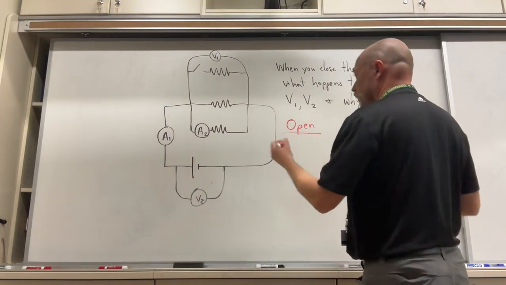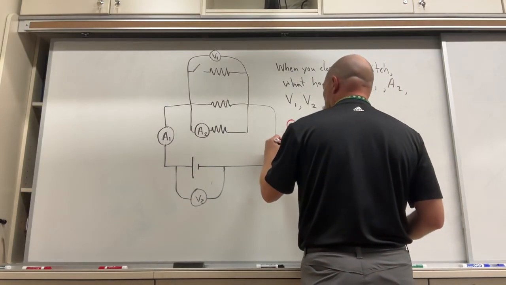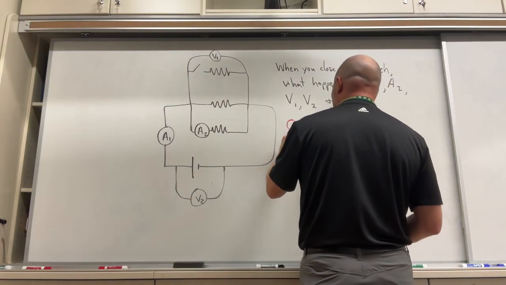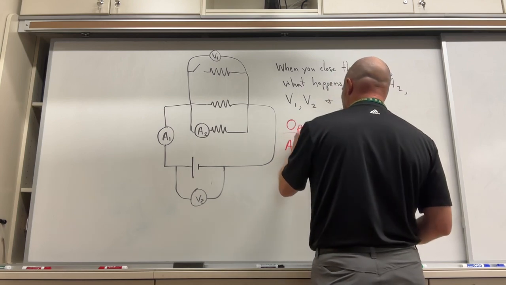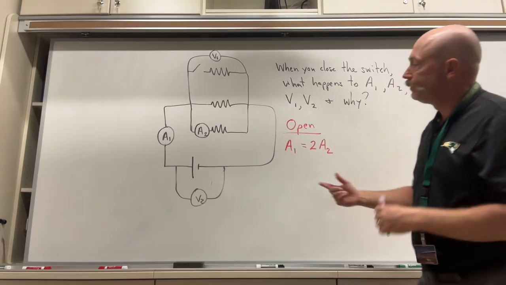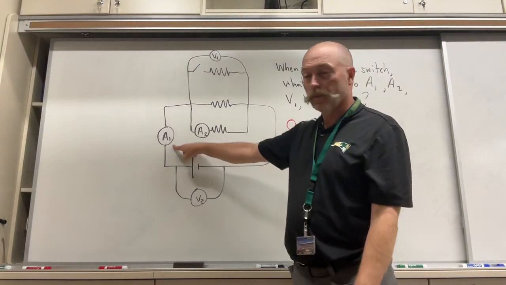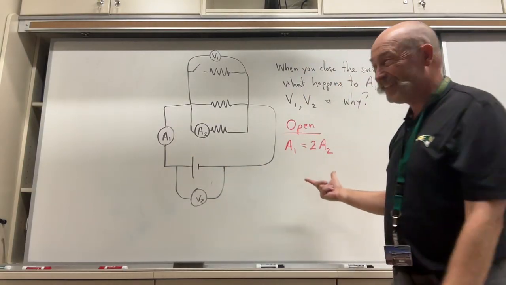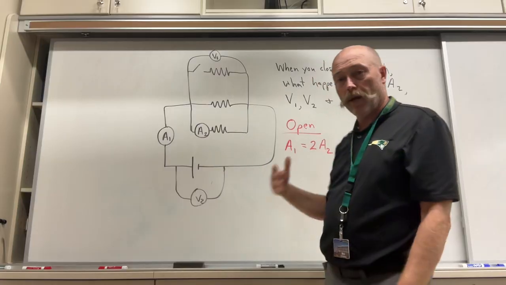So when it's open, A1 equals 2 times A2. Whatever this value is, this is going to be 2 times it. Hopefully that makes sense. Current is going to split up.